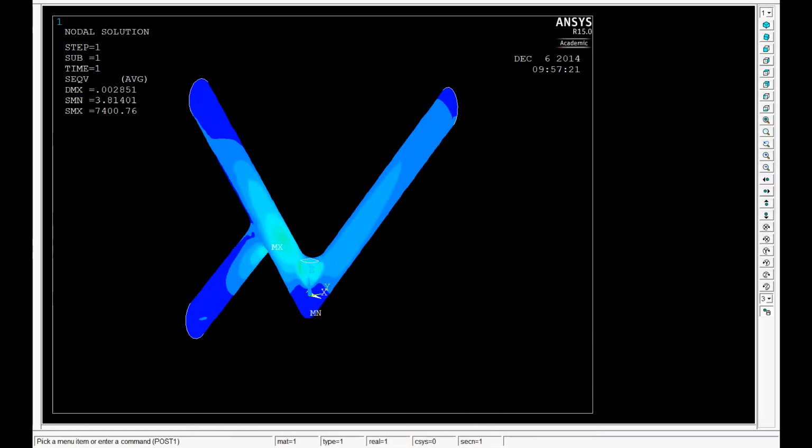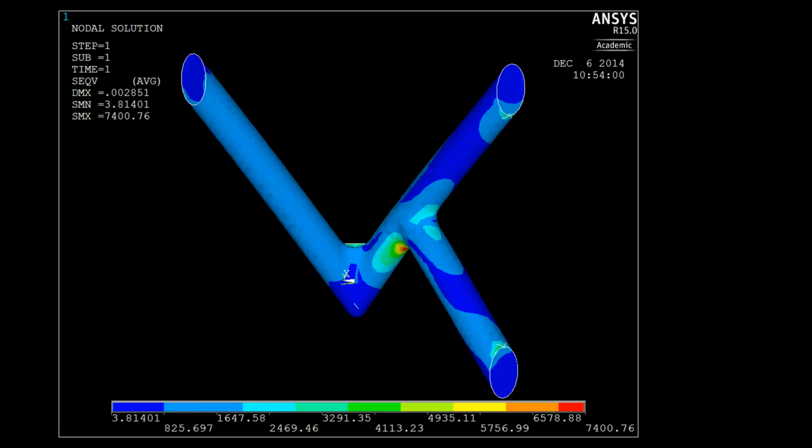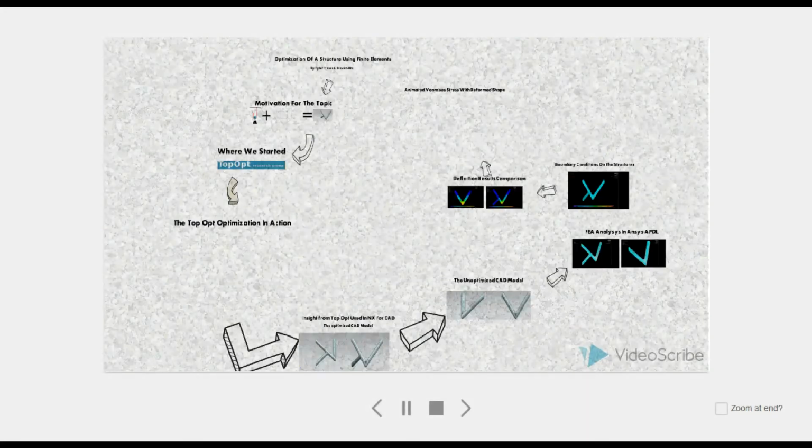The next contour plot animation shows the von Mises stress of the optimized structure. You will notice that the areas of high stress in the optimized structure are much different than the areas of high stress in the unoptimized structure. Additionally, the maximum stress in the optimized structure is significantly less than that of the unoptimized structure. Top-Op reduced the stress from 10,000 psi to 7,400 psi.